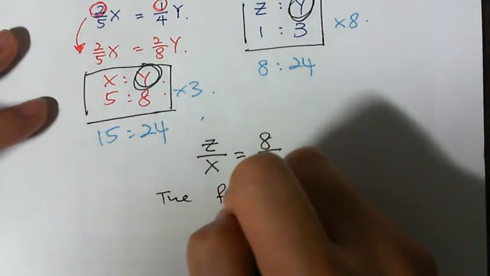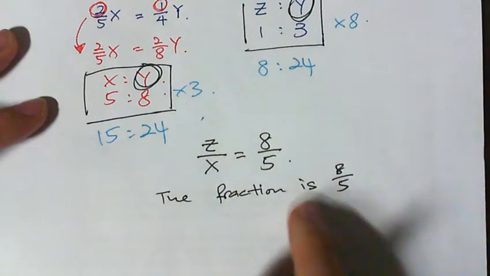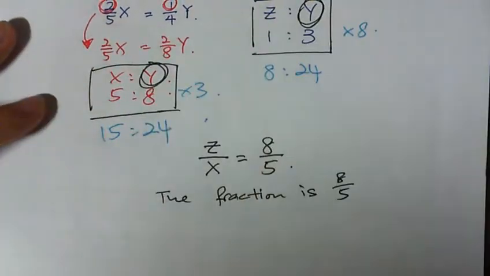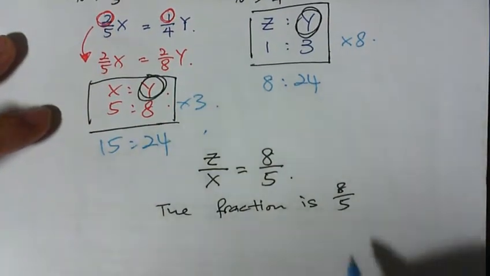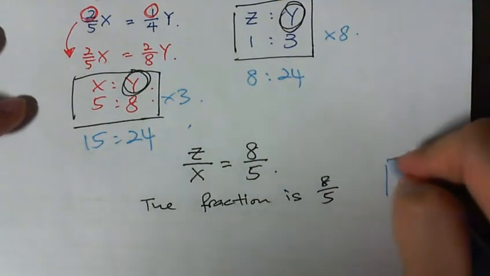The fraction is 8/5. Okay, you can leave it as an improper fraction because they actually ask for a fraction. Okay, a mixed number is not a fraction. A mixed number, if you express 1 3/5, is an actual number.